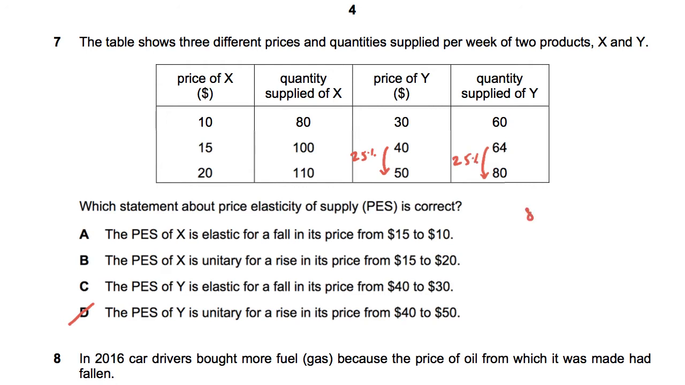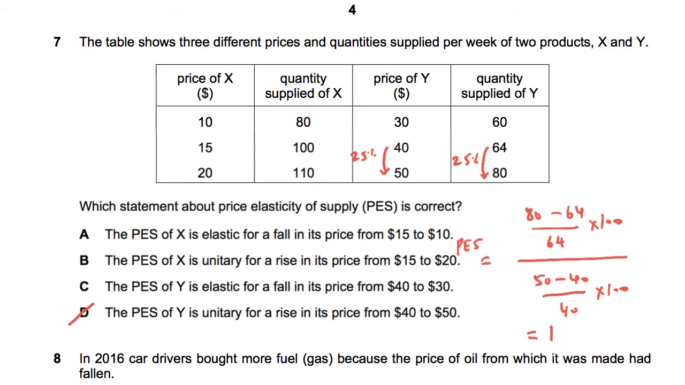Well, simply 80 minus 64 over 64 times 100, that's the quantity change, divided by 50 minus 40, new minus old, over 40 times 100. That's my PES. Remember, PES is percentage change in quantity supplied over percentage change in price. So when the price of Y goes from 40 to 50, that's a 25% increase. You will see the quantity supplied for Y goes up from 64 to 80. That's also a 25% increase, which would mean the PES of Y would be equal to 1, and that's why the right answer is D.